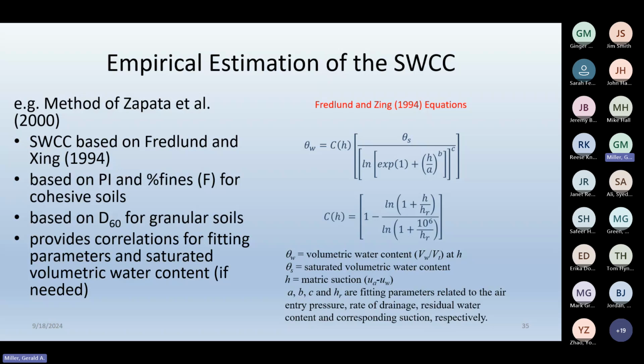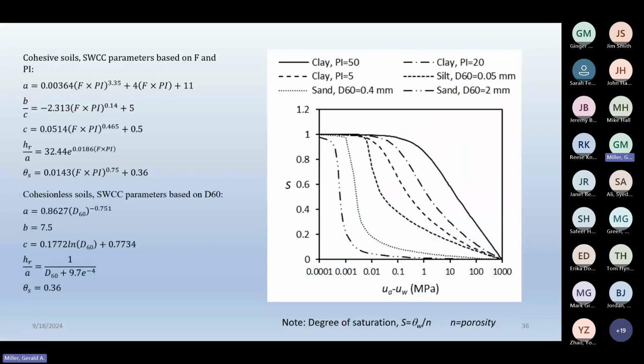if you don't have that, you can plug these values in this equation and you can generate a soil water characteristic curve. Very simply, you just have to set up a spreadsheet to solve those two equations. And you plug in your PI and your percent of fines and you generate a curve. And so here are some that I've generated for different soil types. And those are the equations, by the way, for those fitting parameters.